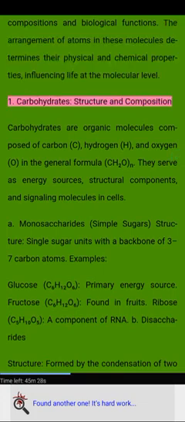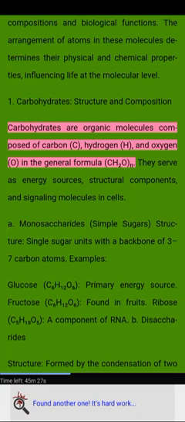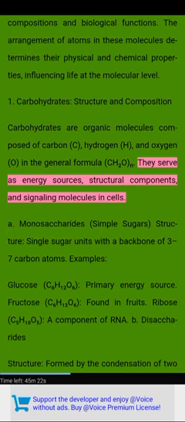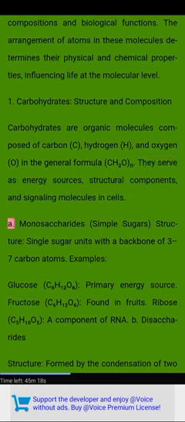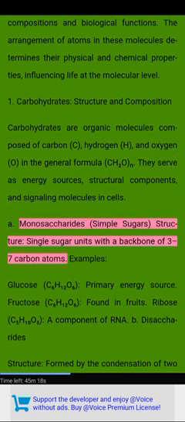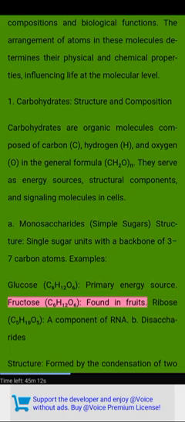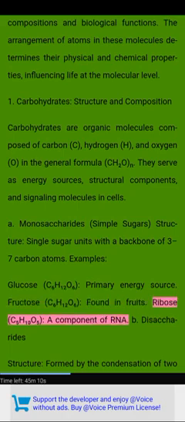1. Carbohydrates, structure and composition. Carbohydrates are organic molecules composed of carbon C, hydrogen H, and oxygen O. They serve as energy sources, structural components, and signaling molecules in cells. A. Monosaccharides, simple sugars. Structure, single sugar units with a backbone of 3 to 7 carbon atoms. Examples. Glucose, primary energy source. Fructose, found in fruits. Ribose, a component of RNA.